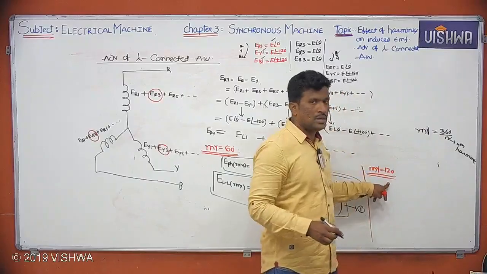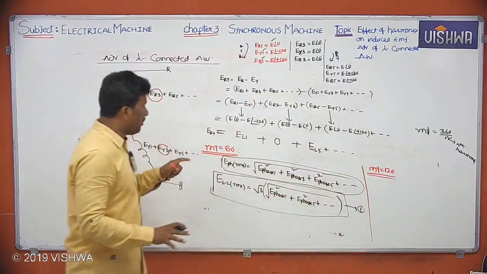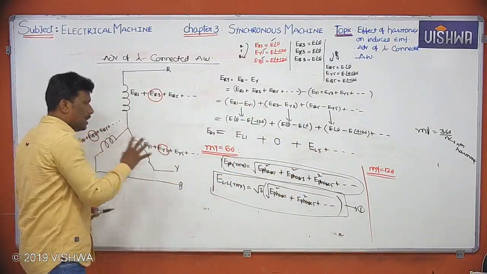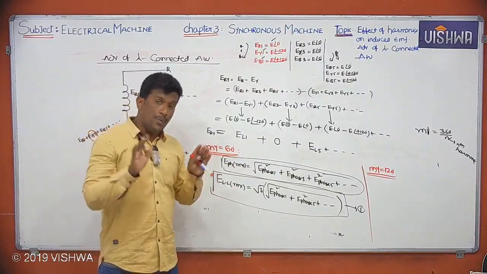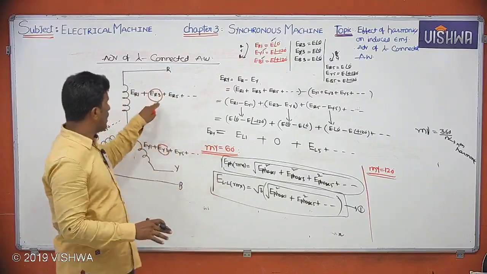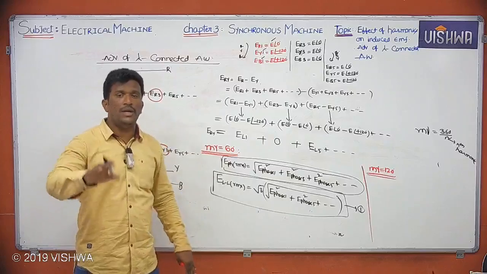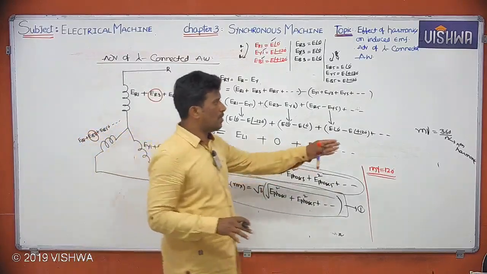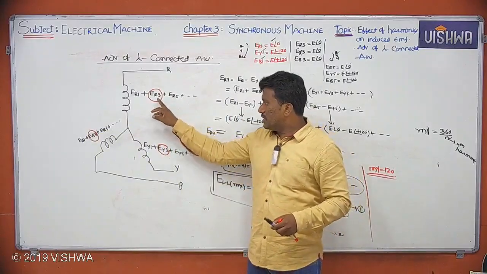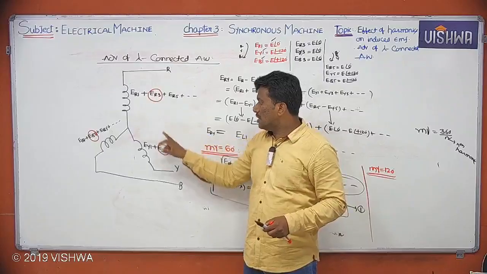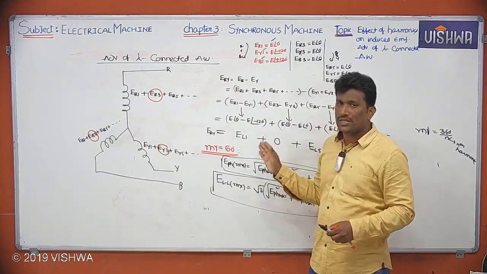120. Yes. Generally, though triplen harmonic voltages are there in a phase, they will not be there in the line. There is no need to bother about triplen harmonics. Suppose in a star connection you want to eliminate them in the phase voltage itself, at that time you should keep mγ equals 120. Though triplen harmonic voltages are there in a phase, in line I'm not having any triplen voltage. Therefore there is no need to bother.